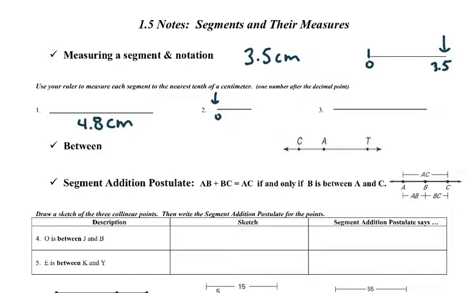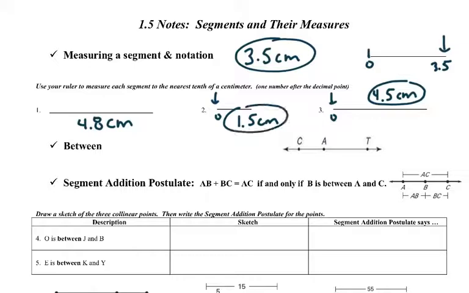It's not very long there. Did you get 1.5 centimeters? That's what I got. And how about number 3? If you line up number 3 with the 0 at the beginning, I got 4.5 centimeters. So that's just a quick thing, right? And we want to make sure that we're in the ballpark together with what we have.